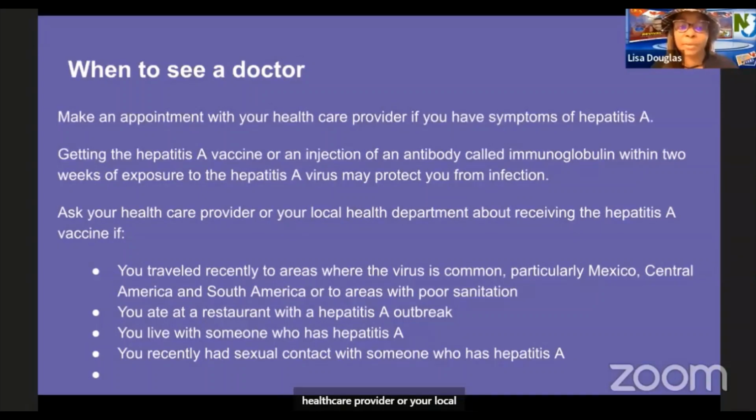Ask your healthcare provider or your local health department about receiving the hepatitis A vaccine if you traveled recently to areas where the virus is common, particularly places like Mexico, Central America, and South America, or to those areas with poor sanitation. You ate at a restaurant with a hepatitis A outbreak. You live with someone who has hepatitis A. You recently had sexual contact with someone who has hepatitis A.